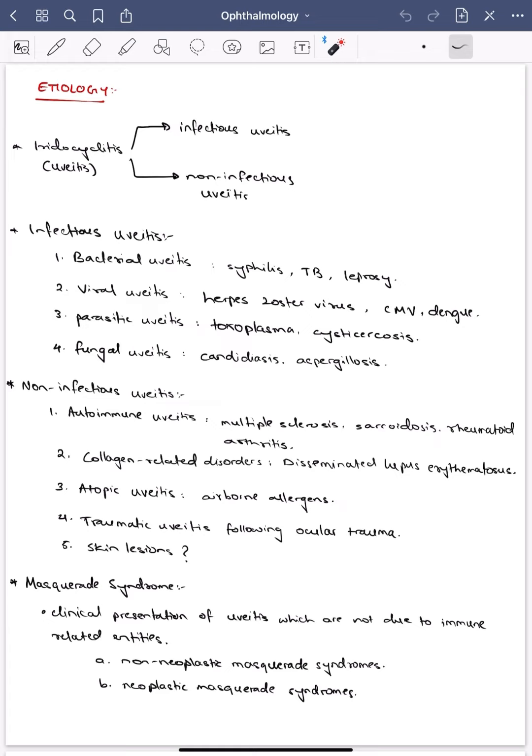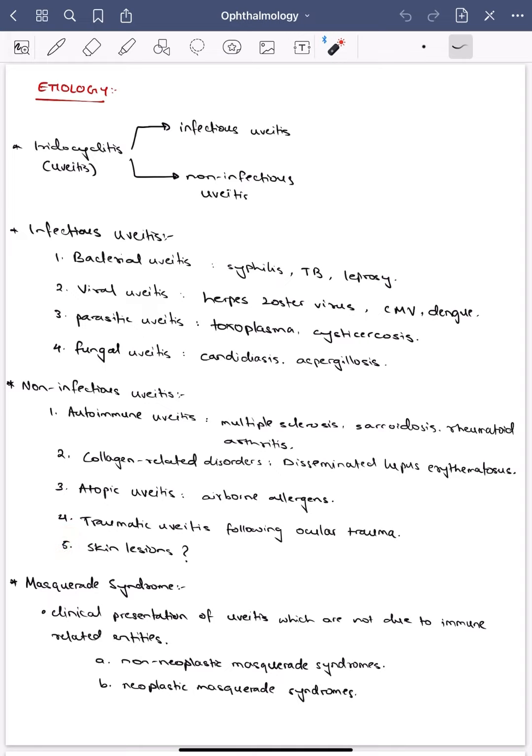The non-infectious uveitis is seen as autoimmune uveitis in multiple sclerosis, sarcoidosis, and rheumatoid arthritis. Then we have collagen-related disorders like disseminated lupus erythematosus. Then we have atopic uveitis, that is due to airborne allergens. Fourth is traumatic uveitis following ocular trauma, and fifth, it can be associated with skin lesions as well.